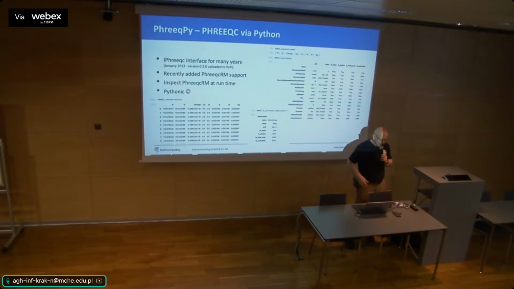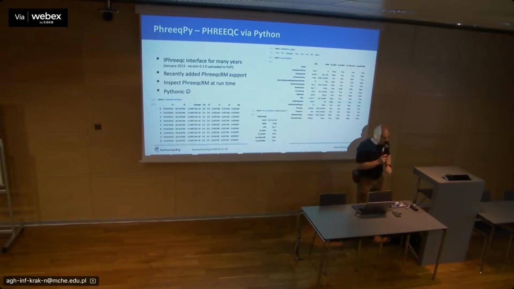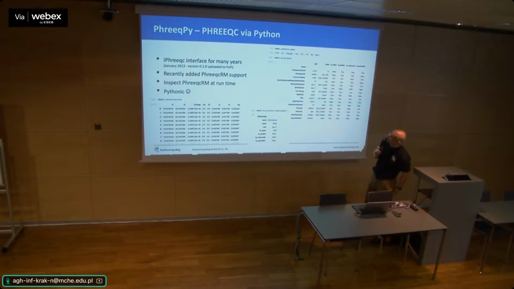The FreePy part, it's what actually I was sprinting on yesterday. I want to improve it a little bit. So it's around, I think there's a 2013 version. The first paper I published on it with David Parkhurst was 2011, so it's even older. But the first public release was on PyPI. And this one now added this FreeCRM support, and I can also inspect.